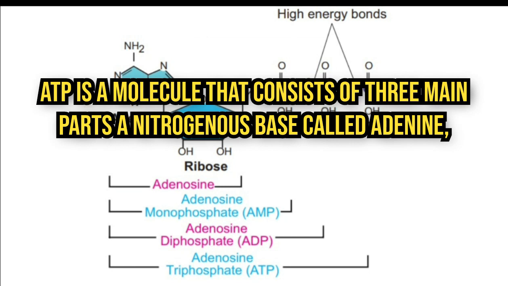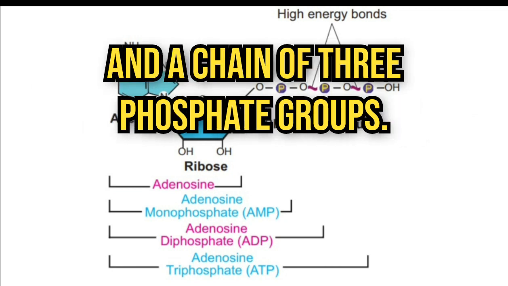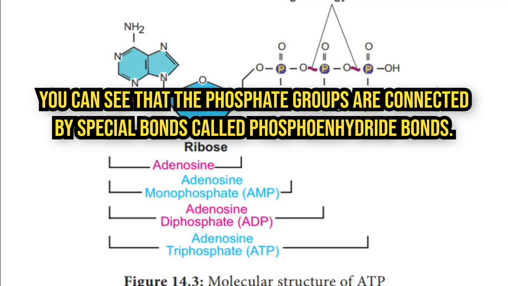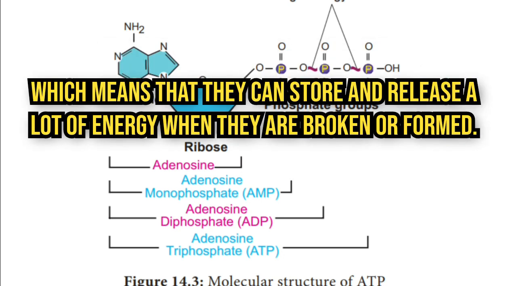What is ATP? ATP is a molecule that consists of three main parts: a nitrogenous base called adenine, a sugar called ribose, and a chain of three phosphate groups. You can see that the phosphate groups are connected by special bonds called phosphoanhydride bonds. These bonds are very high in energy, which means that they can store and release a lot of energy when they are broken or formed.